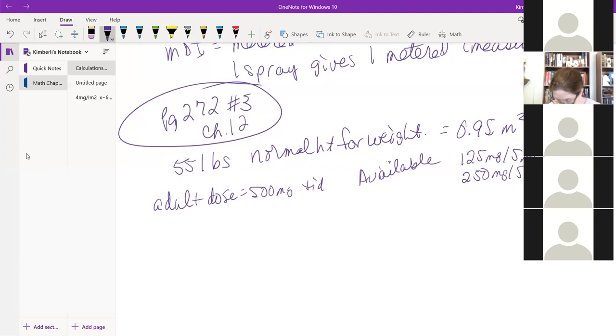If we look back on page 264, where it shows us that normal height for weight in red, and then on the page next to it, right down here, the normal BSA. It says the child's dose is the child's BSA divided by 1.7. So it's going to be the child's BSA, 0.95 meters squared, divided by 1.7 meters squared, times 500 milligrams, which is the adult dose. So now the square meters are going to cancel out.